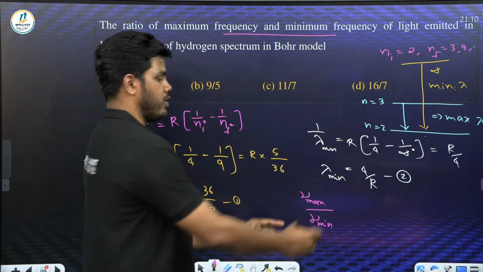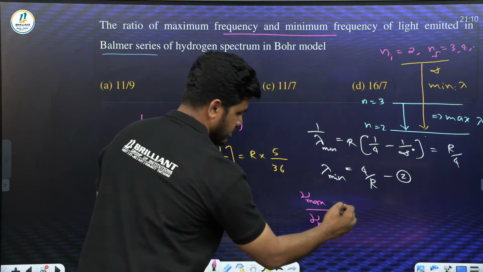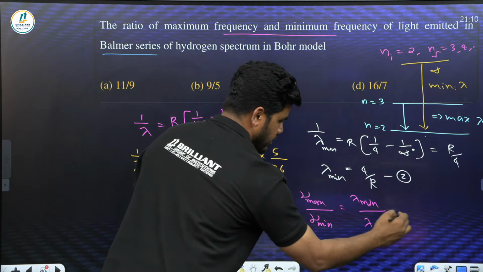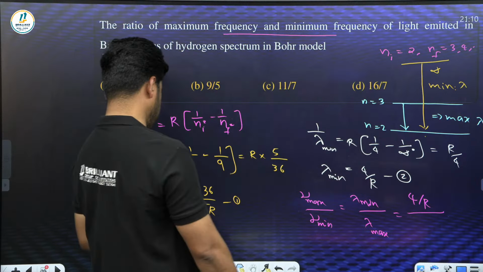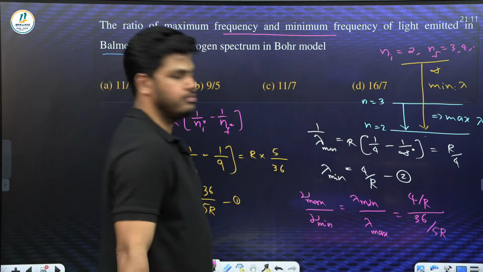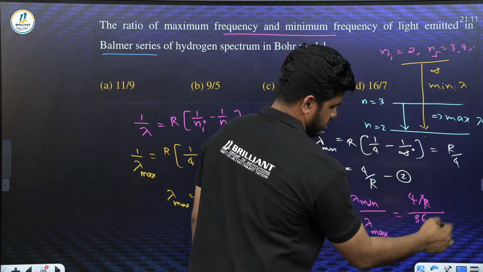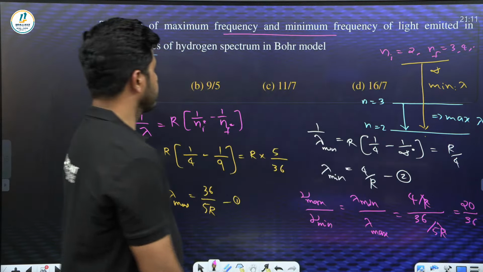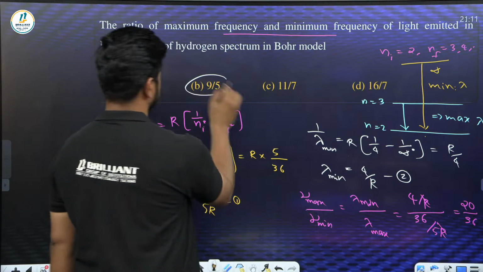So nothing wrong so far. We have to just take the ratio the other way around. Yes. So nu max by nu minimum is actually the ratio of lambda minimum to lambda maximum. So what is the ratio? Lambda minimum is 4 by R divided by, what is lambda max? 36 by 5R. Okay, so we can cancel R and R here. So 20 by 36, and we have to get the ratio 9 by 5 from this.